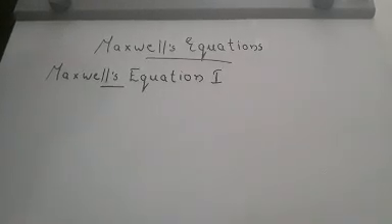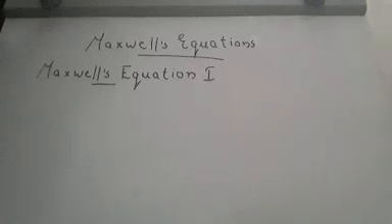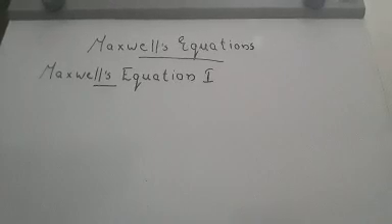Maxwell's equations. There are four Maxwell's equations, numbered 1 to 4. Here I am first discussing Maxwell's equation 1. Maxwell's equation 1 is based on Ampere's circuital law.